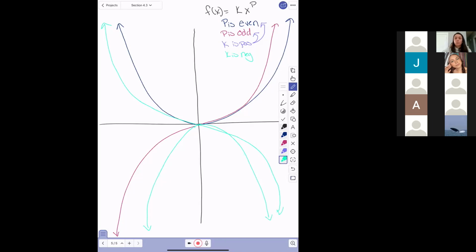The opposite, the flip of the chair function. Does that make more sense? Yeah, okay. One thing that you could notice is that you only go into this quadrant. Your function only goes in this quadrant if K is negative.